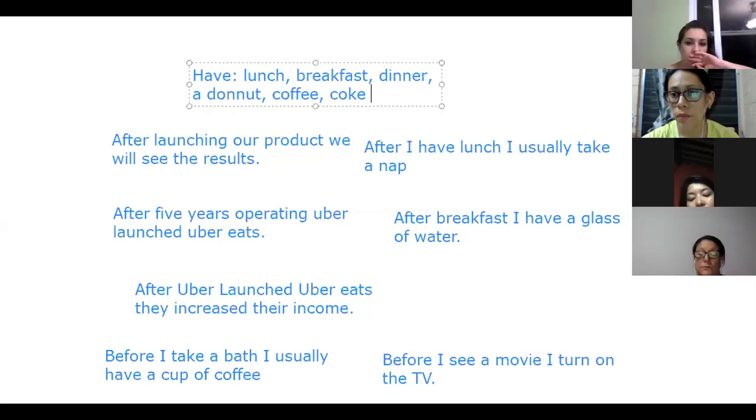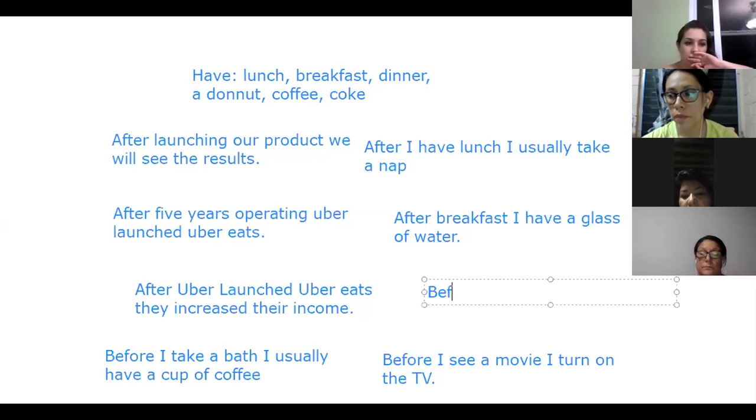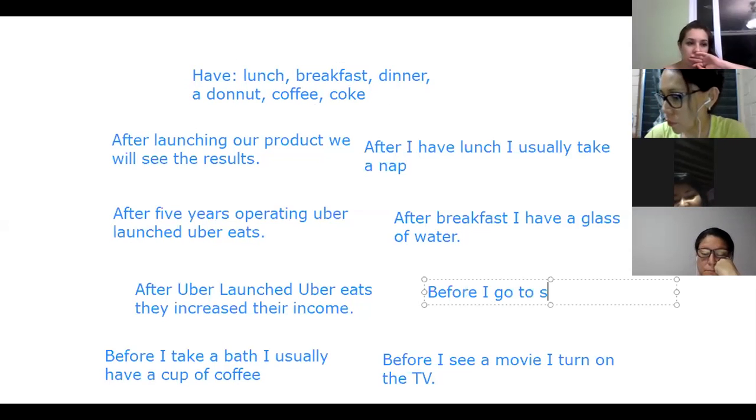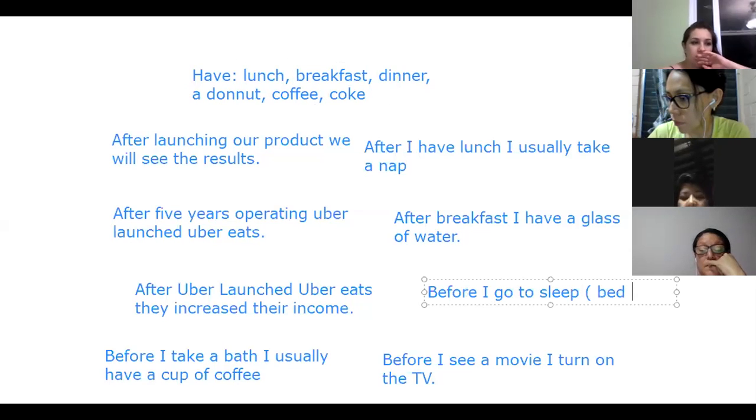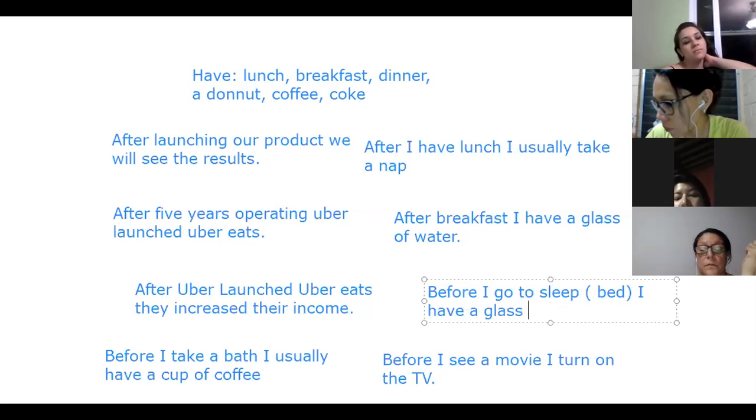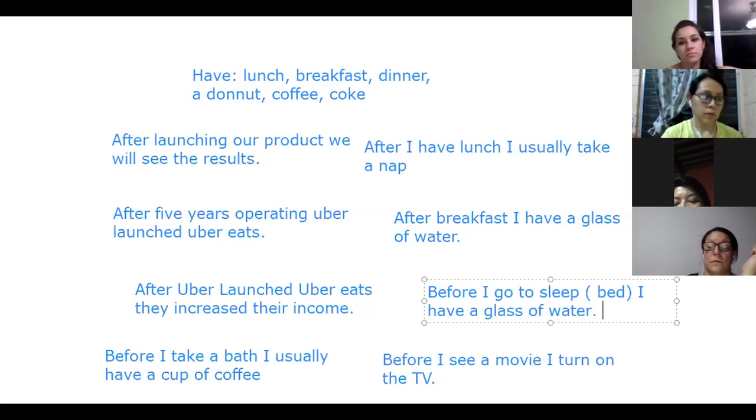Before I go to sleep, I drink a glass of water. All right, good. So, before I go to sleep. All right, look, in English we say go to bed, okay? So before I go to bed, I have a glass of water. Before I go to sleep or before I go to bed, I have a glass of water. These are awesome examples. They're very good.